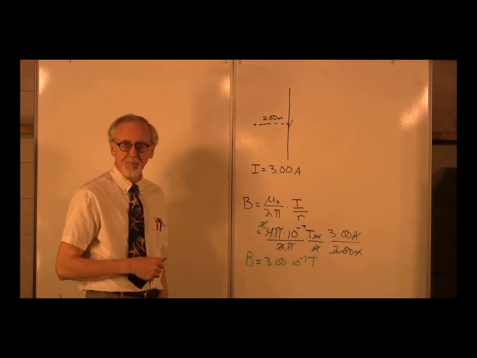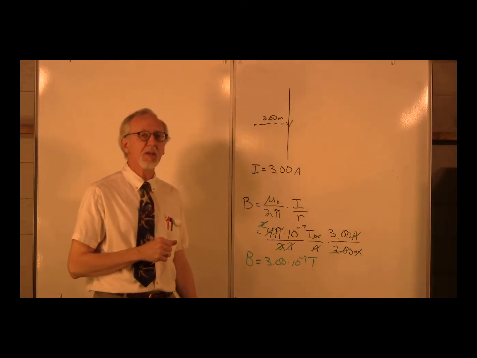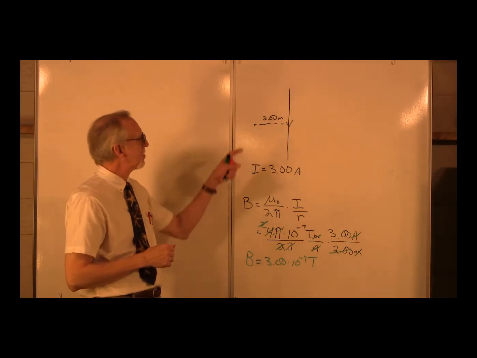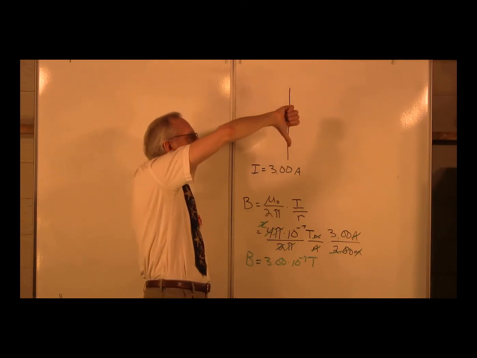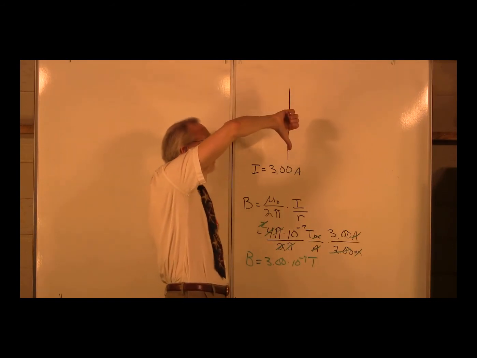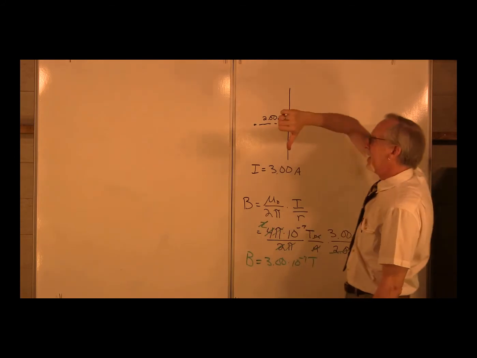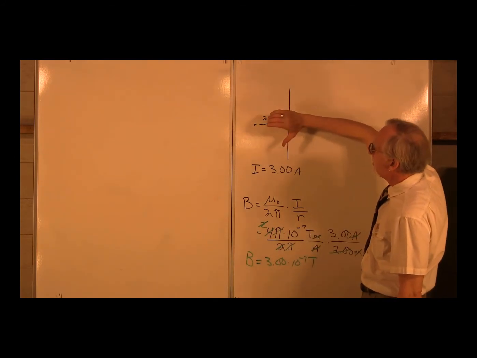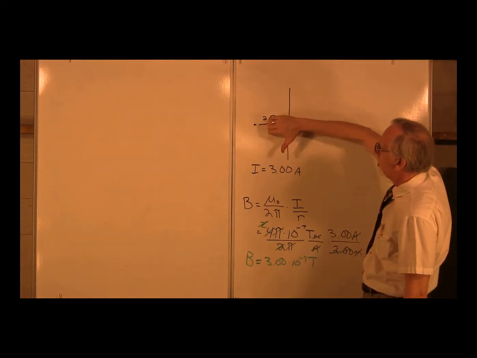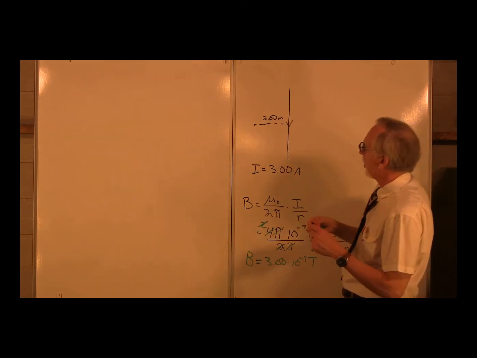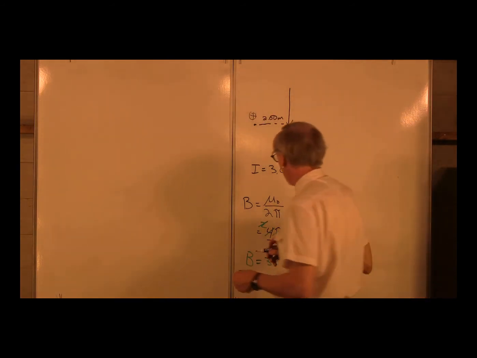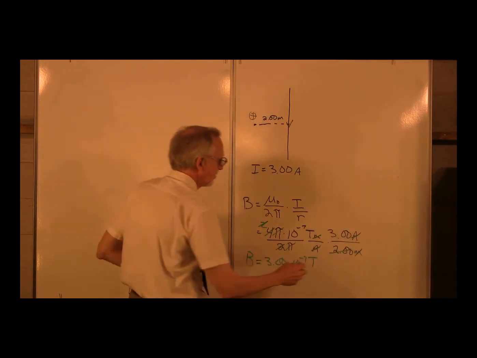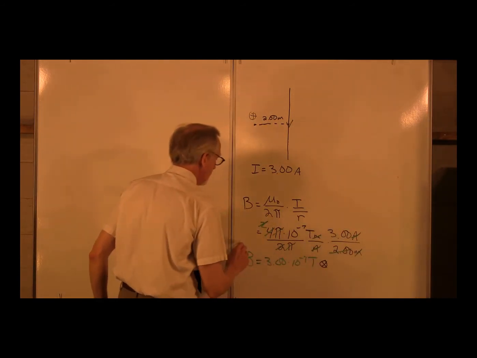What's the direction? Try the right-hand rule. See if you can figure it out. What's the direction over here? Well, our thumb goes in the direction of the current. Our fingers then point in the direction of the magnetic field. It's going to curl around this way, and over here it will go into the board. So over here, the magnetic field goes into the board. So at this point, this would be into the board.